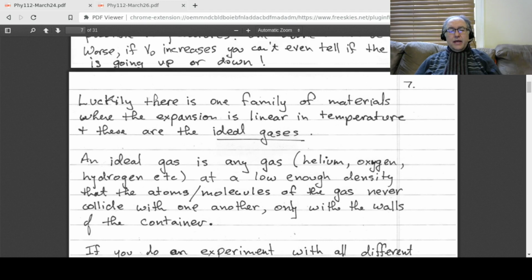Why do ideal gases act as perfect thermometers? I'll get to the microscopic explanation, in terms of what the atoms and molecules are doing, later, but they do. Now, what is an ideal gas? An ideal gas is a gas at a very low density.